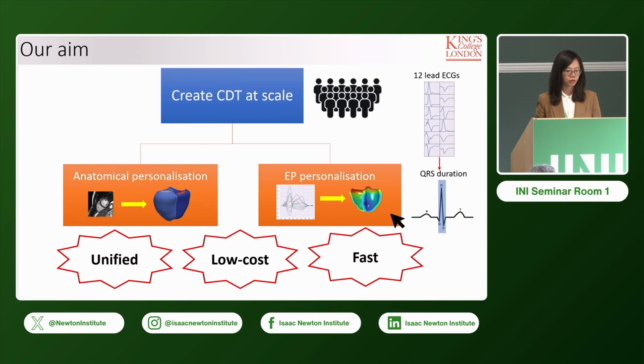After the anatomical personalization, the next step is EP personalization. As mentioned by the previous speaker, there are many challenges in trying to calibrate the model to match the full morphology of the ECGs. For us, we are really thinking about efficiency. So instead of trying to calibrate the model to match all the ECG morphology, we only take one specific feature, the QRS duration, to calibrate our model. That could possibly lead to fewer parameters and enable efficient model calibration.